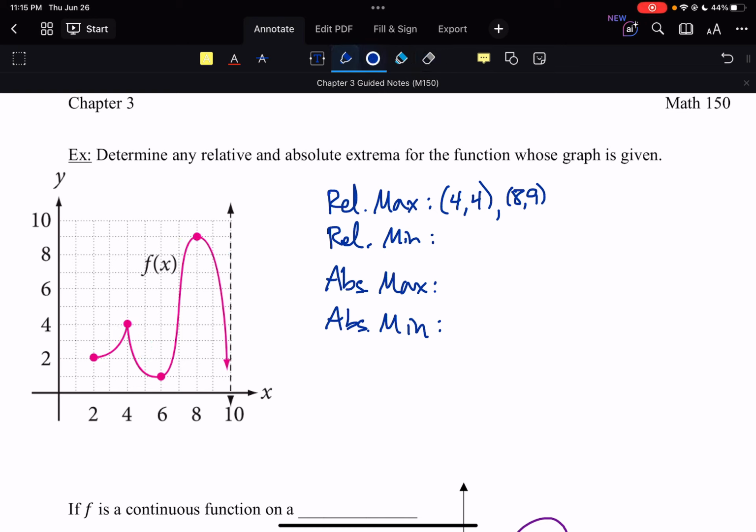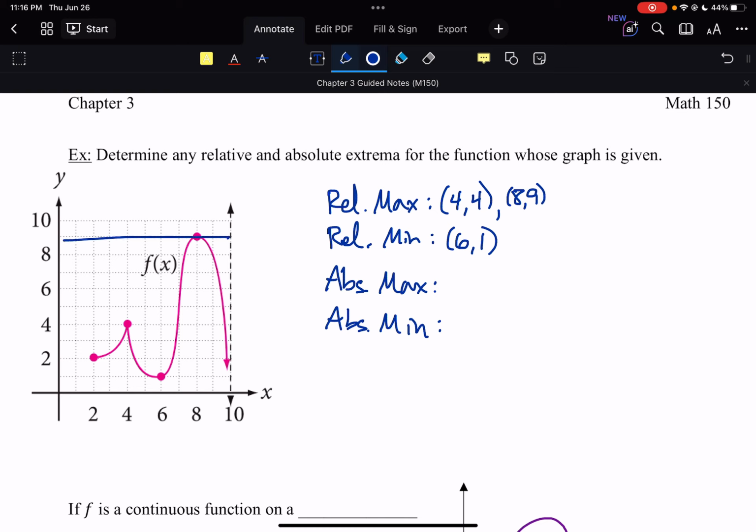Then for relative min, we can't include this endpoint as a relative because in order for it to be relative, it would have to be decreasing then increasing. But because there's nothing on the left-hand side over here, we can't satisfy that definition. So we don't include that. It's just this one. It's just (6, 1) is our relative minimum.